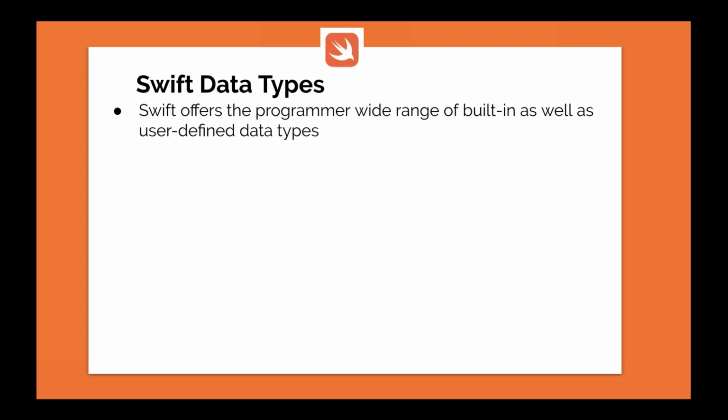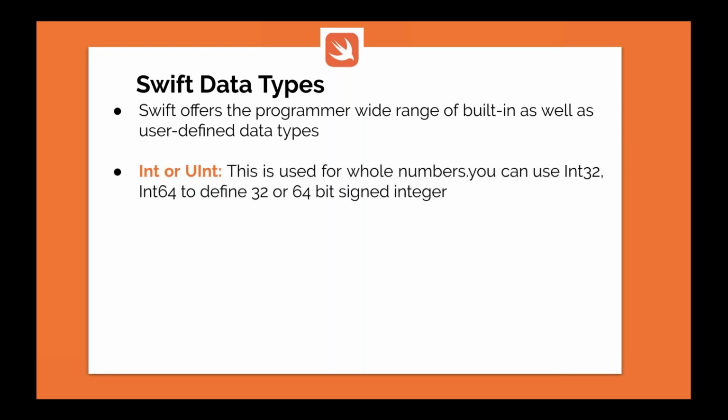So we have some specific types which are required for development. Apart from that, we have some basic data types. If you consider the basic data types, Int or UInt, so either an integer variable or a UInt variable. This is used to hold numbers which don't have any fractional part, and you can use these in two formats, either a 32-bit format or a 64-bit format.